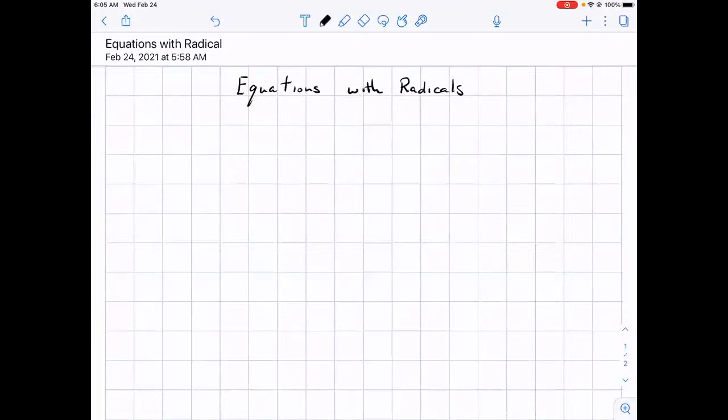Hello, in this video, we'll be looking at solving equations that involve one or more radicals. The first step in solving an equation that contains a radical is to eliminate the radical from the equation. To do so, we need what is called the addition property.